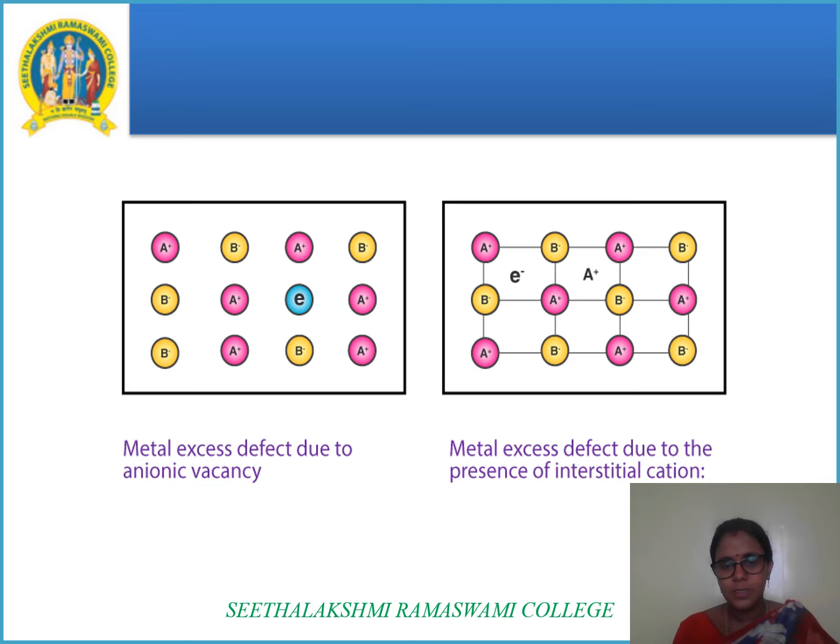This picture represents the metal excess defect due to the anion vacancy. In that anion vacancy site, in order to maintain the electrical neutrality, electrons occupy the anion vacancy site. This is the metal excess defect due to the presence of interstitial cation. In this defect also, in order to maintain the electrical neutrality, an electron also occupies the interstitial position.